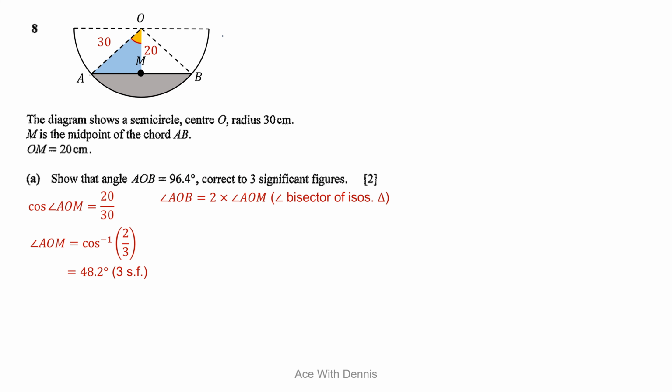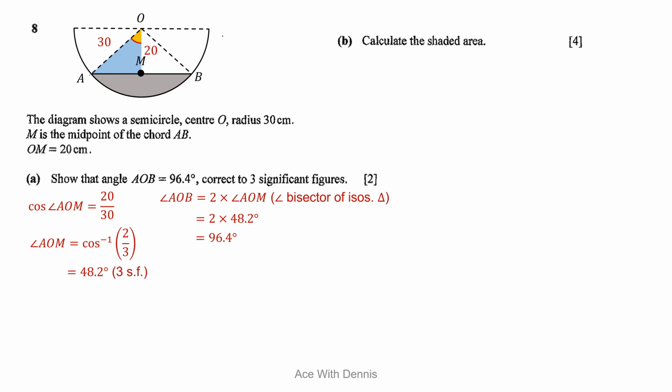Then angle AOB will be 2 times of angle AOM because OM is the angle bisector of isosceles triangle OAB, which is 2 times of 48.2 degrees, and we'll get 96.4 degrees. B. Calculate the shaded area. 4 marks.